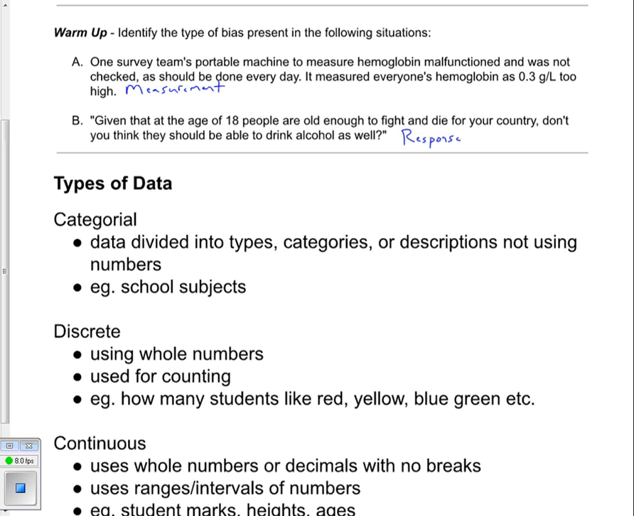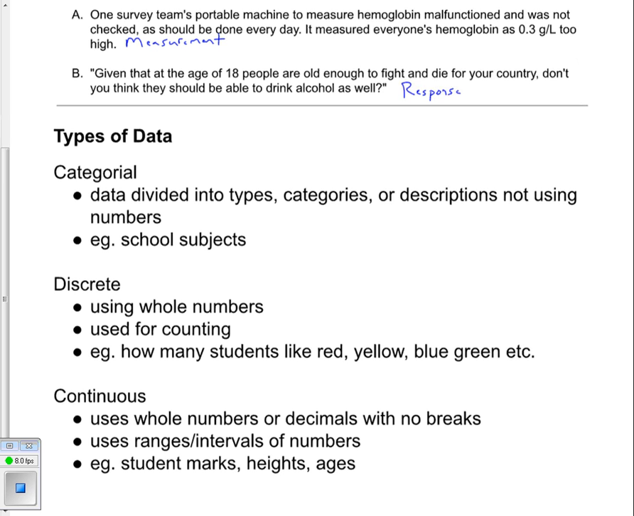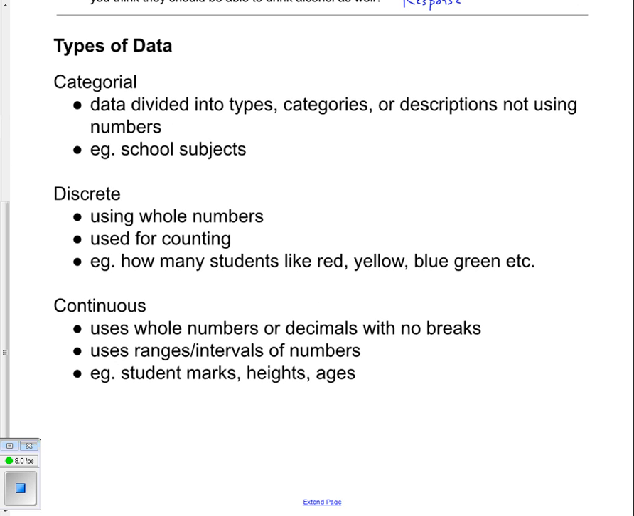So we'll move on. We'll talk about different types of data. So when we're looking at types of statistical data that we can talk about, there's three types, and you need to know what the three types are, and we'll discuss ways of displaying that data in just a moment. So the first type is what we call a categorical type of data. And this is data that's divided into different types or categories, descriptions. So we don't use numbers.